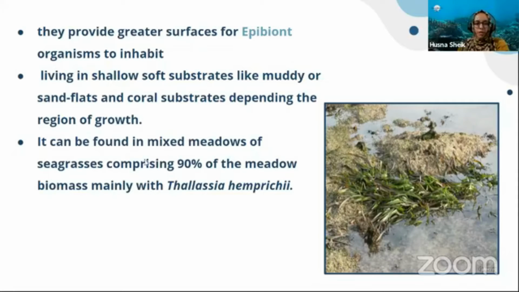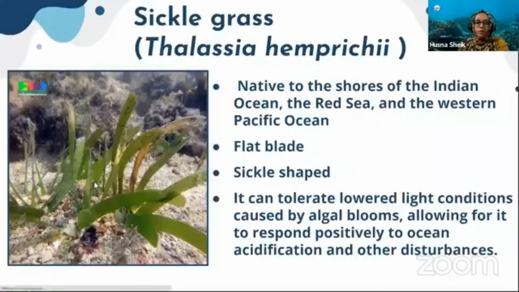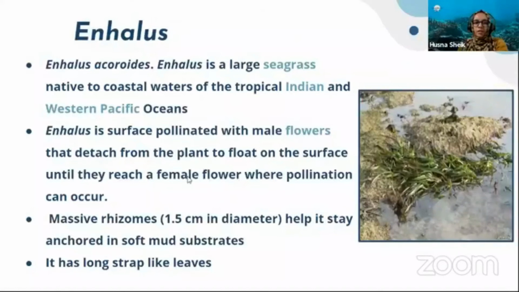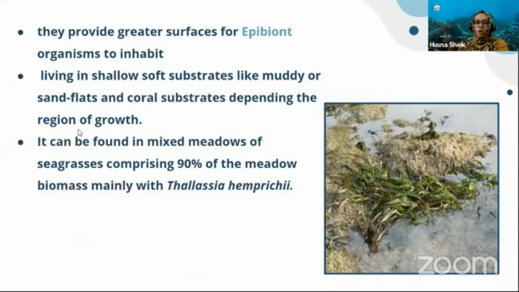So it can be found in mixed meadows of seagrass. This is kind of significant about this particular species. Like the previous example, Thalassia hemprichi, Enhalus is always found in a mixed population with Thalassia hemprichi. They grow together.